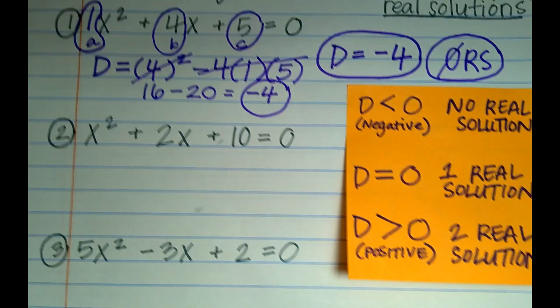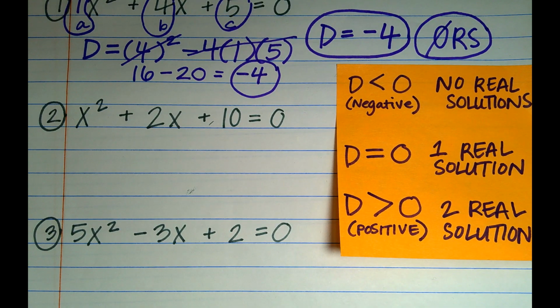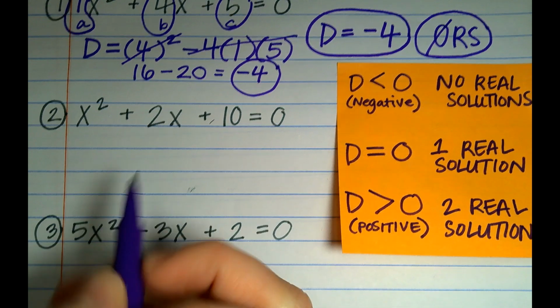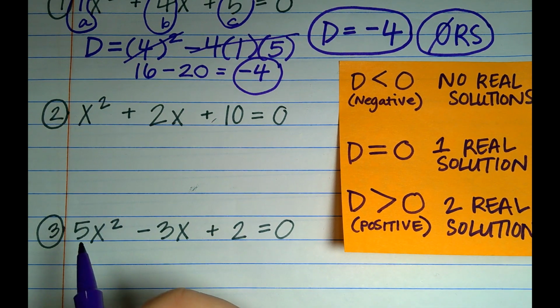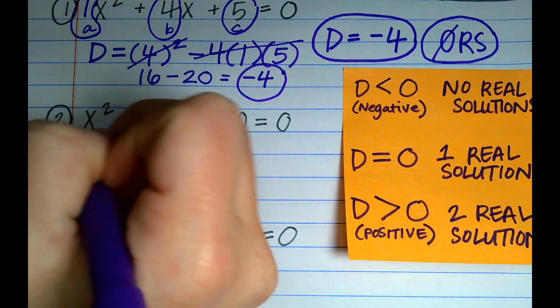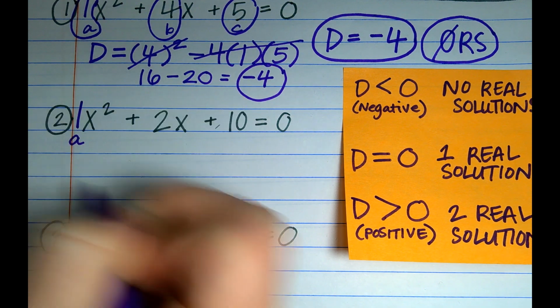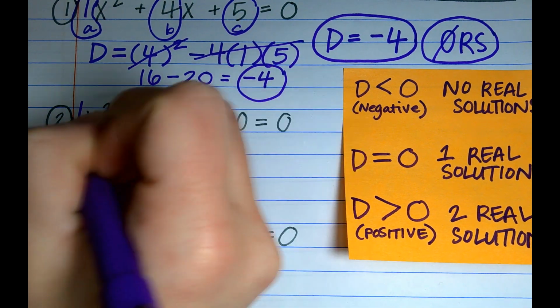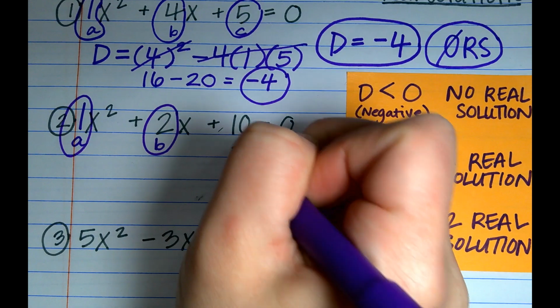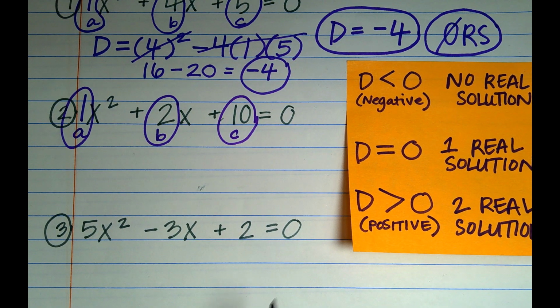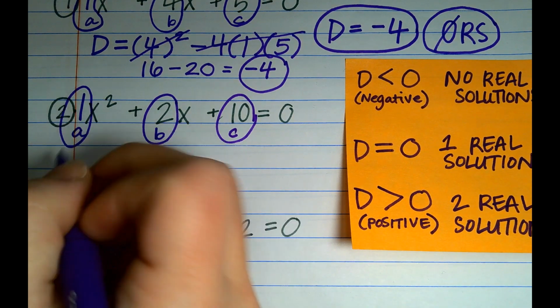So let's go ahead and look at number 2. Now I have x squared plus 2x plus 10 equals 0. What are my values for A, B, and C? Yes, A is 1. Since there's no number, we say it's 1. B is 2. C is 10. Perfect. So let's go ahead and use our discriminant formula.